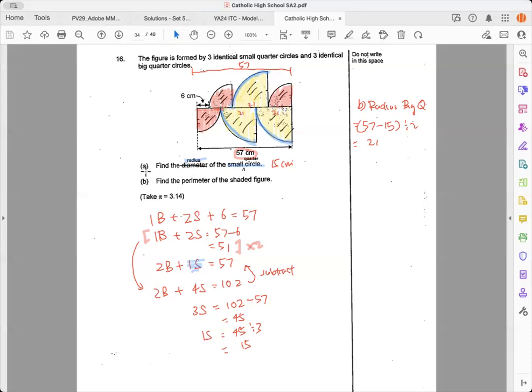Now I got the radius of the large quarter circle. I can find the circumference of the related circle. Now, let's do it. So this is the 3/4 circumference of the big circles that we're trying to find out.